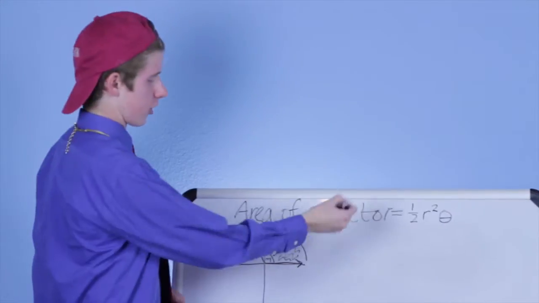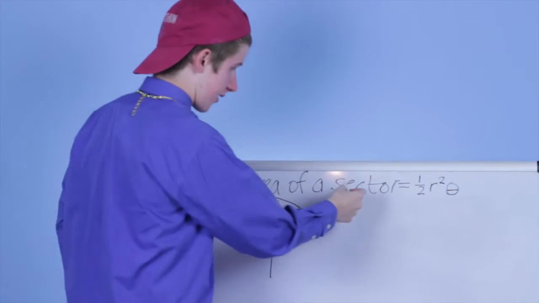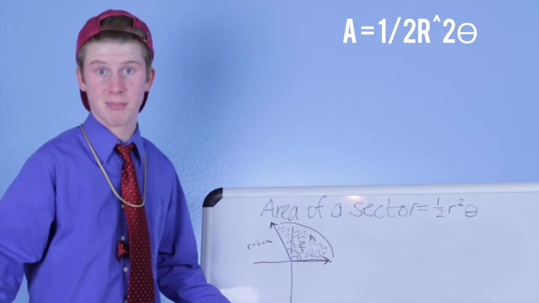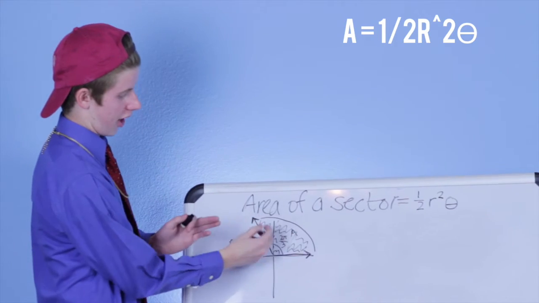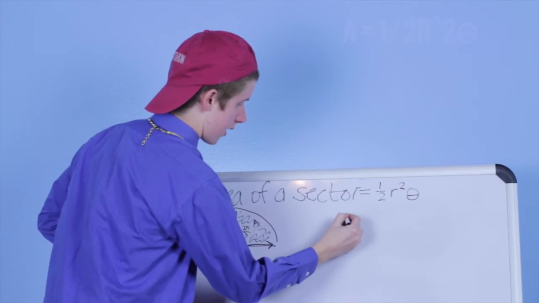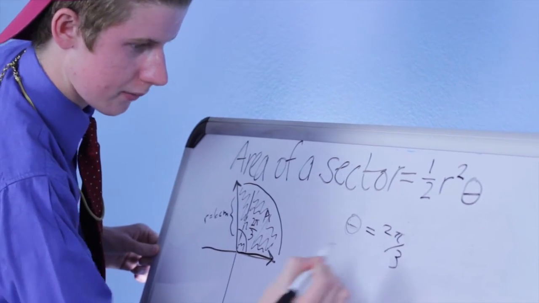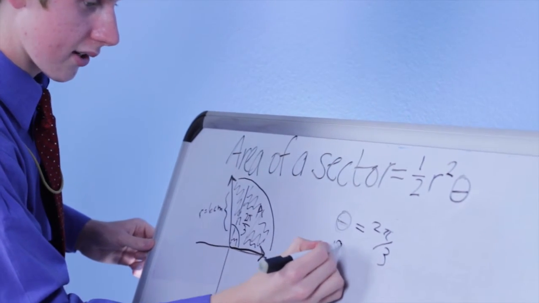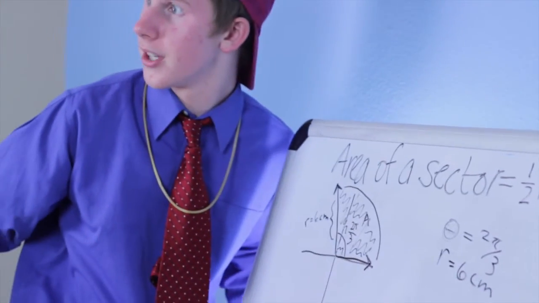Hello again, class. Today we're going to learn the area of a sector. Now, how this is going down is 1/2 your radius squared multiplied by theta, or the radian measure of your angle. Now, in order to find area of a sector, let's take our angle. This angle is 2 pi over 3 radians. So our theta equals 2 pi over 3. Our radius equals 6 centimeters. That's all you need.